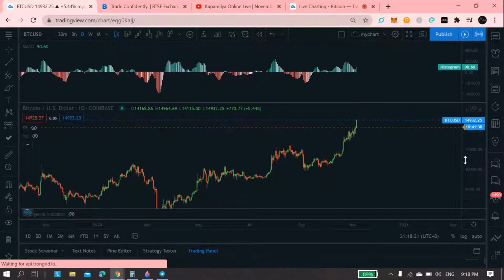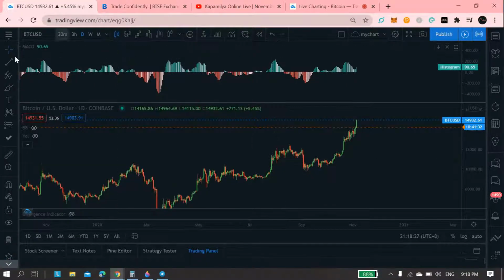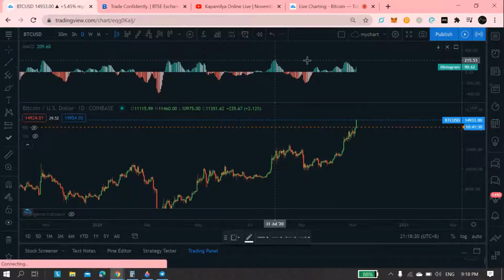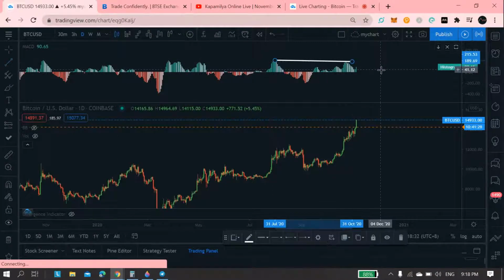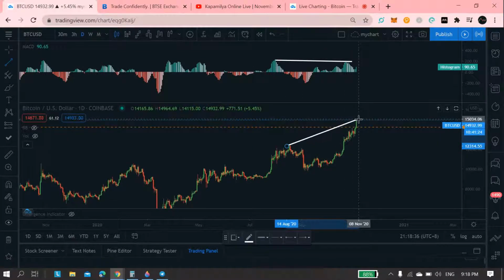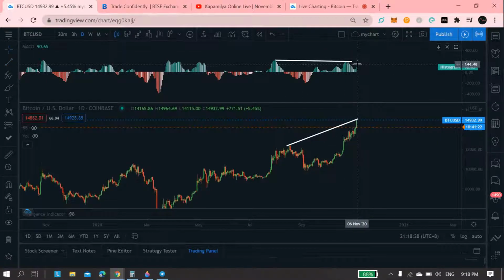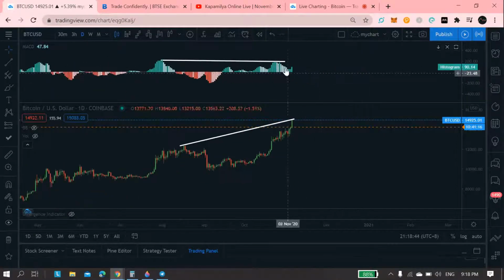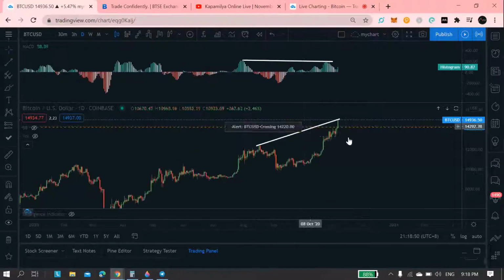So now, wait, let's check on this. Actually, there's a possibility of a bearish divergence here because it is going up. However, it is still forming a green histogram. So I'll just wait for it to become a lighter green here, or possibly like this one, a red one, before I go short.